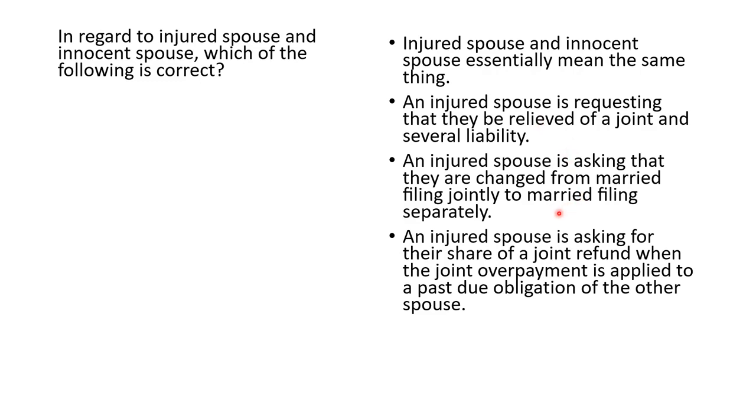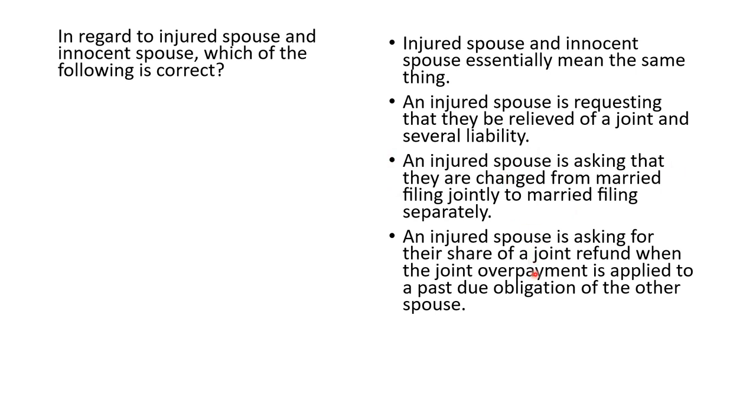An injured spouse is asking that they are changed from married filing joint to married filing separately. No, that is not what injured spouse is about. Injured spouse is a jointly filed return with a refund where one of the spouses, and only one of the spouses, owes a past due debt, and the refund would otherwise be taken for that debt. Injured spouse is where the injured spouse is asking for some part of that federal refund. So this is not a correct statement. In terms of the question, this would be the answer we're looking for.